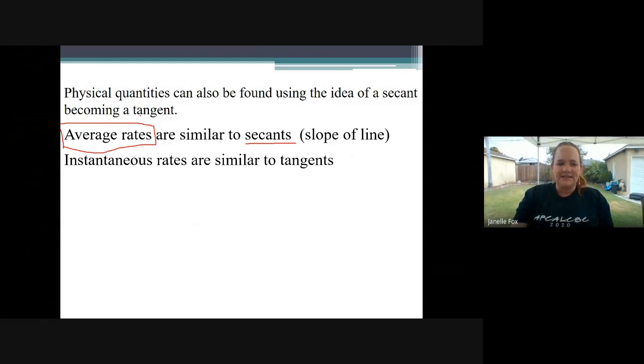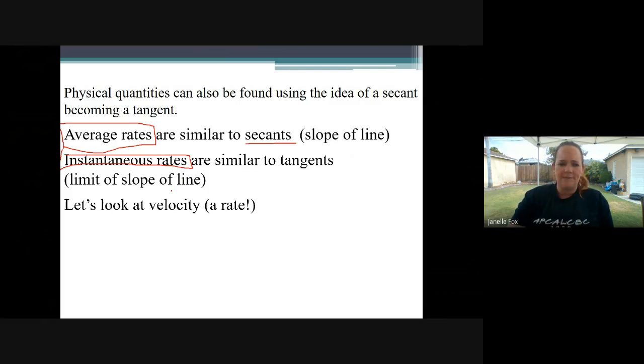Something that says instantaneous rate is similar to a tangent, where you're going to take the limit of the slope of the line. That's what we've been practicing so many times during our unit, right? This limit of the slope of the line. So that's what it means if it says instantaneous rate. You're going to want to find the limit of the slope of the line.